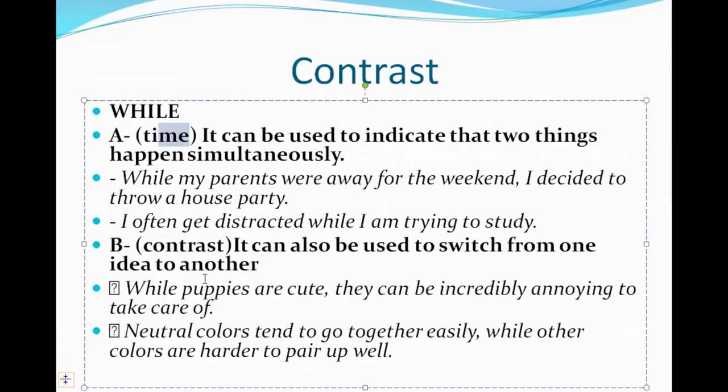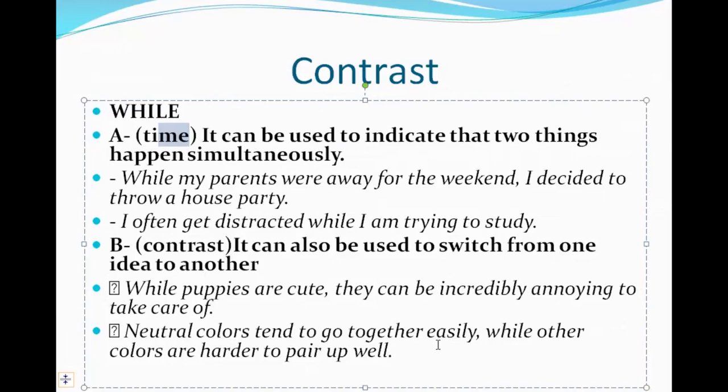But the word while can also be used to switch from one idea to another idea to indicate the two ideas are opposite to each other. While puppies are cute, they can be incredibly annoying to take care of. So they are cute, but on the other hand, they are annoying. This is not the same meaning as the previous one. Here, we're not talking about two things happening at the same time. We're talking about two contrasting ideas. Let's take another example. Neutral colors tend to go together easily, while other colors are harder to pair up well. So again, two contrasting ideas.